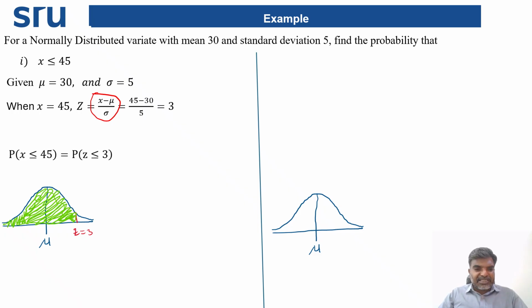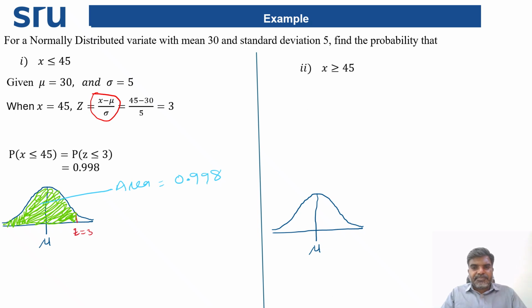See this green color region. The area of the green color region we can obtain from the table. The value is 0.998. Now look at the question. We need probability when z less than or equal to 3. Less than or equal to 3 means the left side area of z. Already we got that area from the table directly. So what is the required answer? 0.998. That is the required probability.